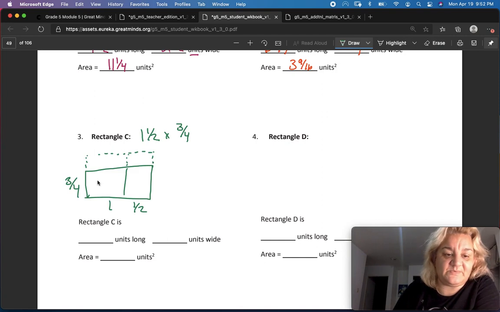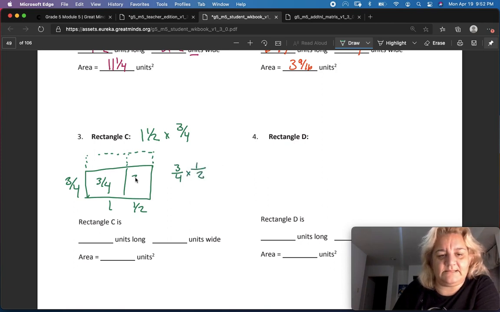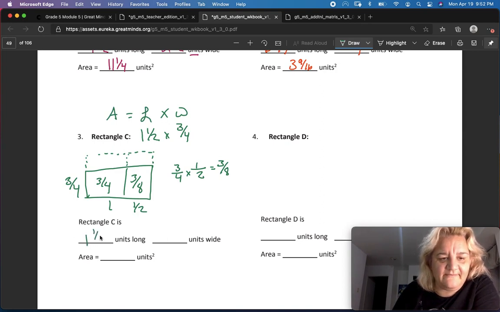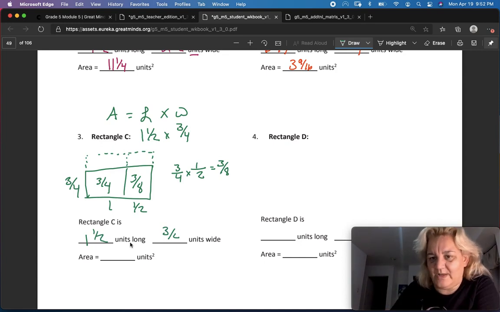So 3/4 times 1 is 3/4. And 3/4 times 1/2 is 3/8. Okay. So there I've shown my length times my width. There's my length, there's my width. And together they show the area. So how long is it? 1 1/2. How wide is it? 3/4. Now, what is the area?